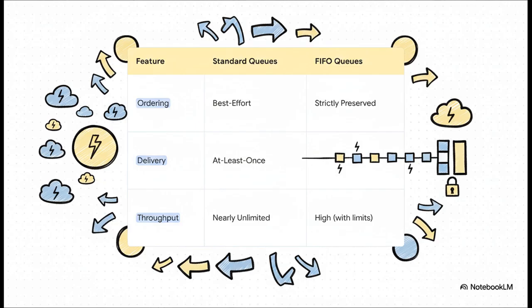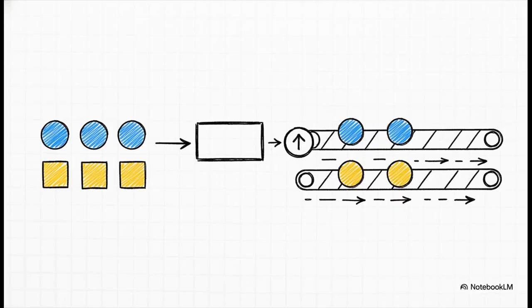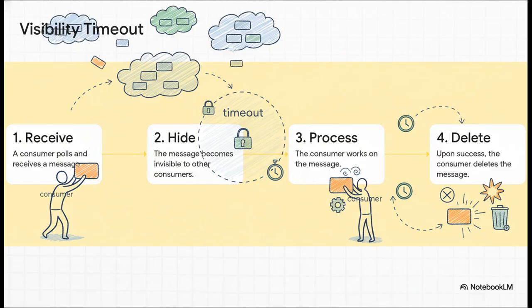You use these when the sequence of events is critical. They give you strict ordering and exactly once processing. No duplicates, period. And here's the trick to making that FIFO ordering actually work. This is another one of those critical exam details. When you send a message to a FIFO queue, you must include a message group ID. Think of it like a conversation ID. All messages with the same group ID are processed in the exact order they were sent. If you forget that message group ID, you get no ordering guarantees. It's that important.